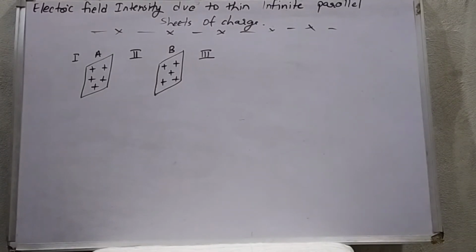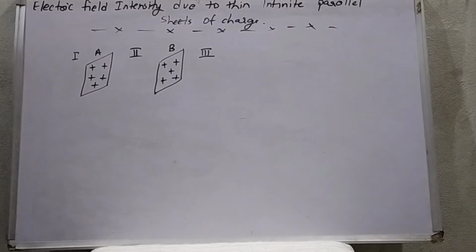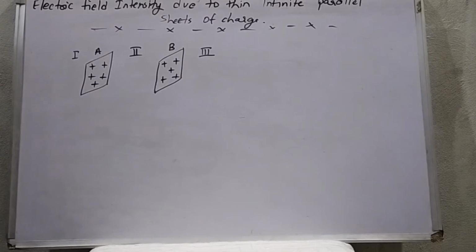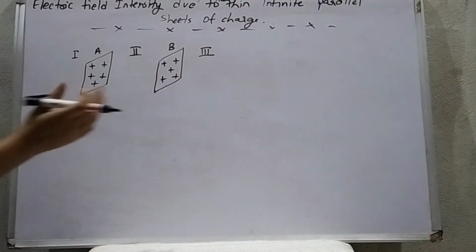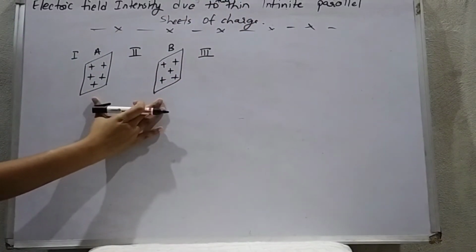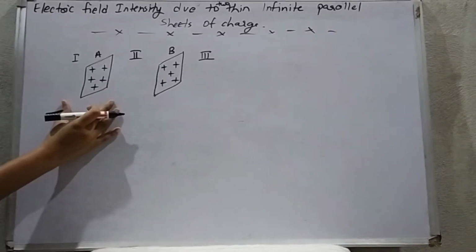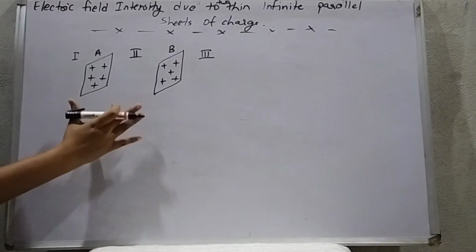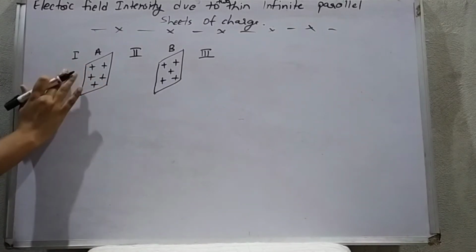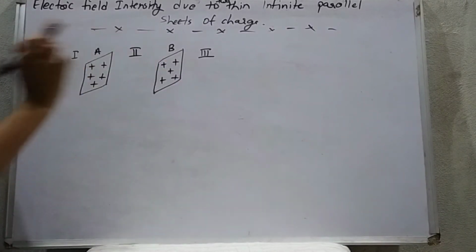Okay, now our next topic is electric field intensity due to two thin infinite plane parallel sheets of charge. So we have taken the two sheets. Here the first one is positive and the second one is also positive. So we will calculate the electric field intensity at three points: the first, second and third.